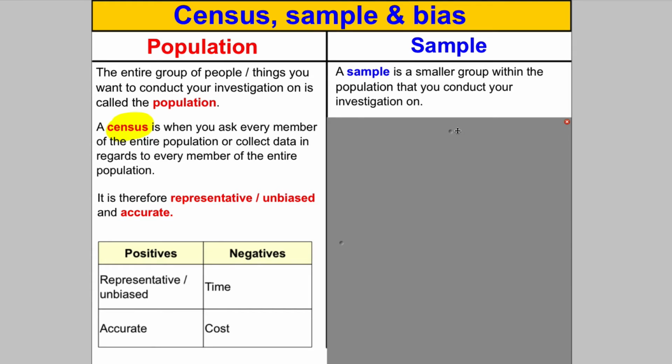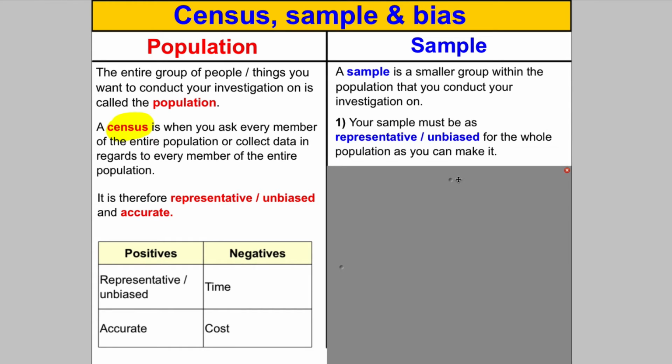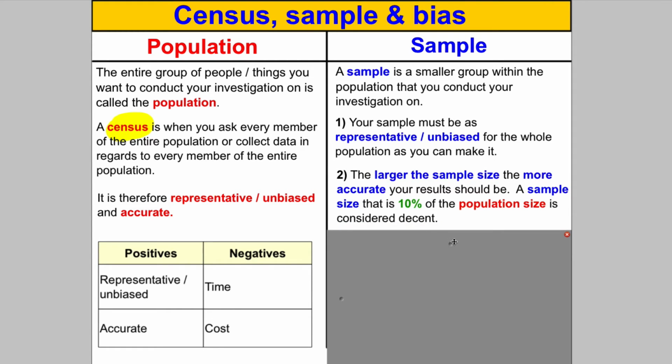But there's 2 key things about a sample you must always remember. The first, your sample, you must try to make it as representative, as unbiased as you can, and we're going to talk later about ways to do that. So you must give it your best shot to try and make it fair and represent the population. And secondly, the larger your sample size, the more accurate your results should be. Typically, if your sample size is like 10% of the population, it's considered decent. So say if your population was a school of 2,000 students, if you sampled 200, which is 10% of that, it's a decent sample size.